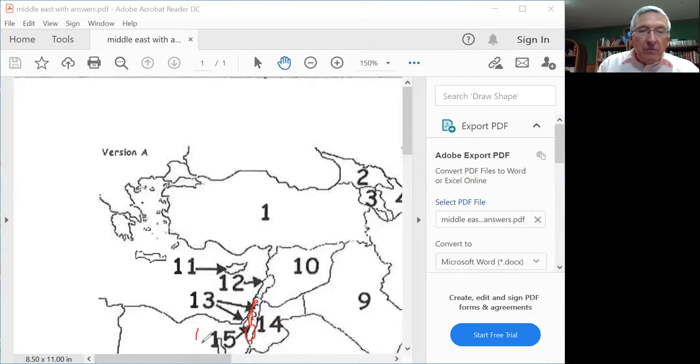Its neighbors are Egypt over here. Here we have the little tiny country of Lebanon. Here we have Syria, which is considerably bigger. The Israeli-Syrian border is just this little bit right in here. Over here we have Jordan. And then we also have the West Bank and the Gaza Strip, which we will talk about tomorrow.